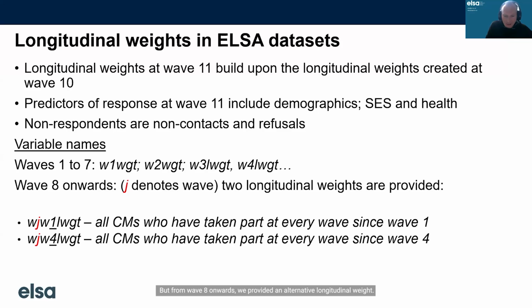But from wave 8 onwards, we provided an alternative longitudinal weight, which follows up core members who have taken part in every wave from wave 4. So the longitudinal weight with wave 4 as its base has more core members than the longitudinal weight which has the cohort 1 members at its base.